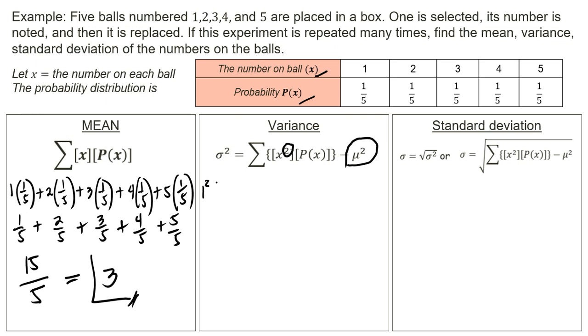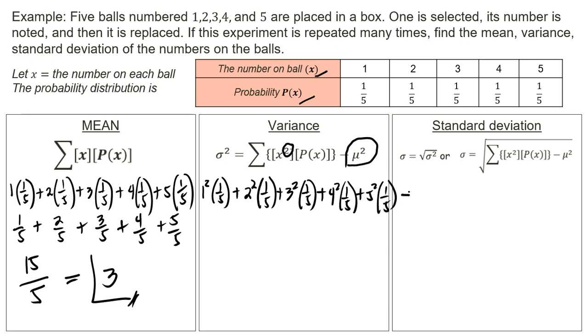So, 1 squared times 1/5 plus 2 squared times 1/5 pa din, plus 3 squared times 1/5, 4 squared times 1/5, plus 5 squared times 1/5. Ima-minus mo ngayon yung nakuha mo sa mean na 3 squared.